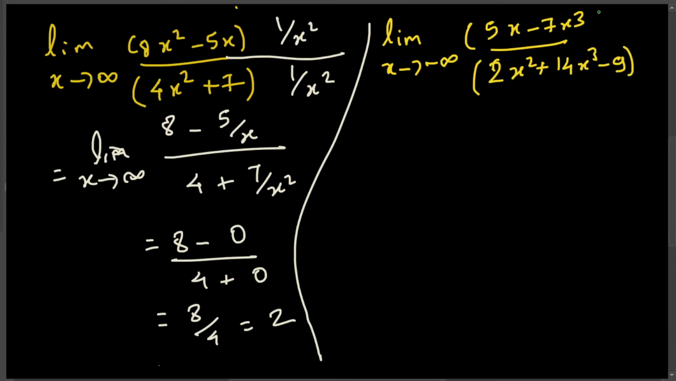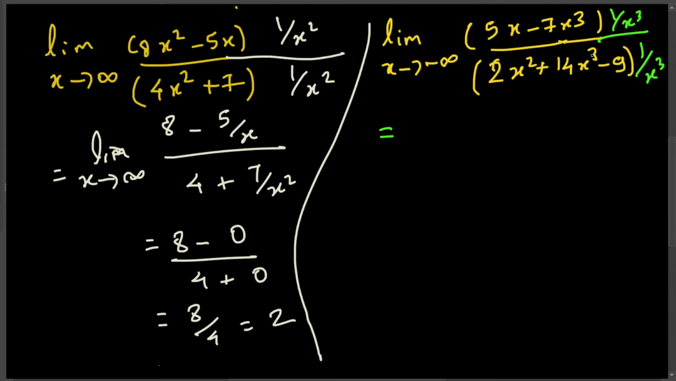Again, we have the same power, like we have x cube here. So if we substitute infinity, this is going to be infinity over infinity, so we cannot find the answer. We have to simplify this one. To do that, I multiply by the reciprocal of the higher power. Here x cube is the higher power, so I have to multiply the numerator and the denominator by 1 over x cube.